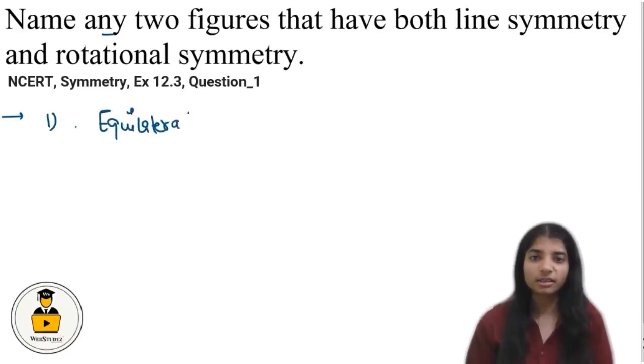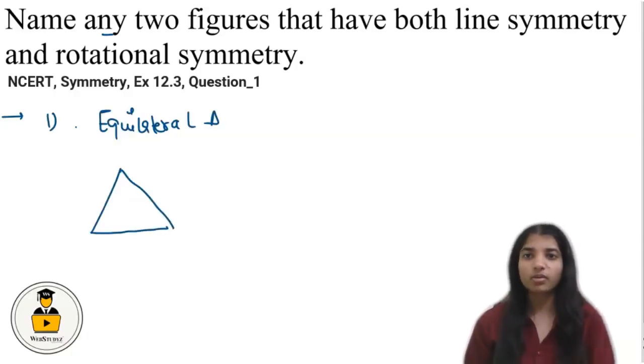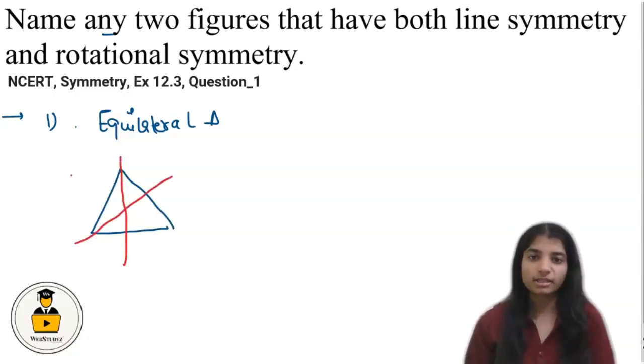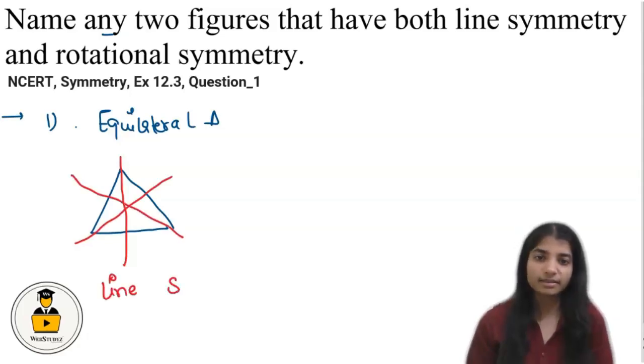This is our equilateral triangle, whose three sides are all equal. Since all three sides are equal, it has symmetry, basically three symmetries. So we can say that this triangle has line symmetry. This is its line symmetry.